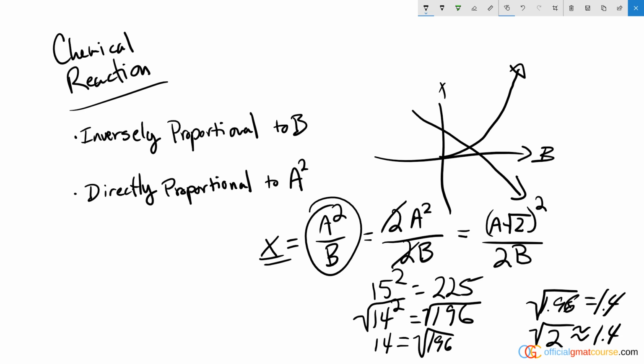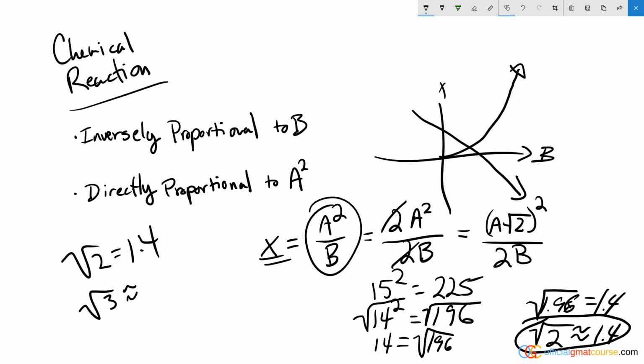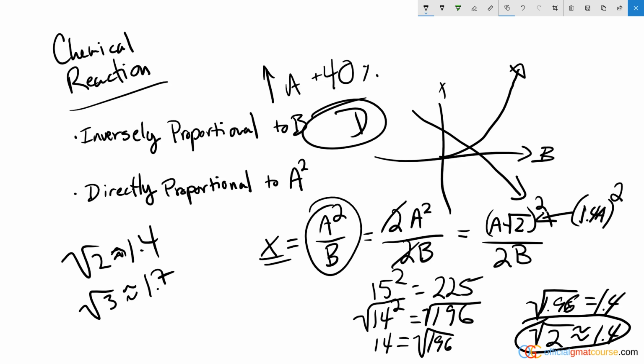So the square root of 2 is roughly equal to 1.4. I think it's actually 1.41. I actually just memorized this for my own test. You should know the square root of 2 is equal to 1.4, and the square root of 3 is about equal to 1.7. So we're really multiplying A by 1.4. So this is 1.4A squared. That means that we're increasing A by 40% in order to balance out the increase in B. And so our answer is answer choice D, 40% increase.